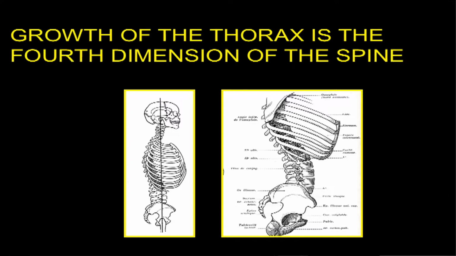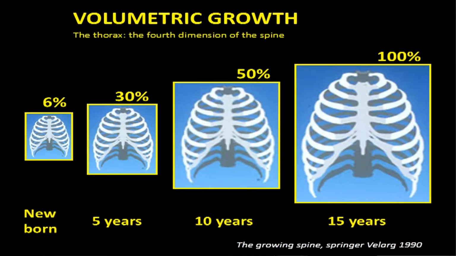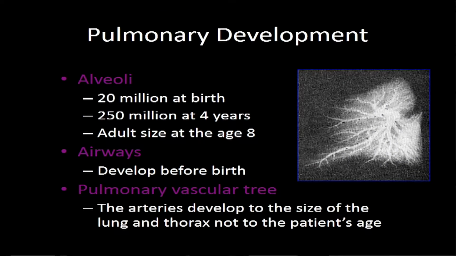We'll see the newborn has only 6% of the adult thorax, 50% at age 10, and not 100% until age 15. So we can diminish thoracic growth by premature arthrodesis of the thoracic spine. Pulmonary development has a similar pattern with alveolar development progressive, reaching adult size at age 8. The airways are developed before birth, and the pulmonary vasculature develops to the size of the lung and thorax, not according to age. So why is EOS a problem?